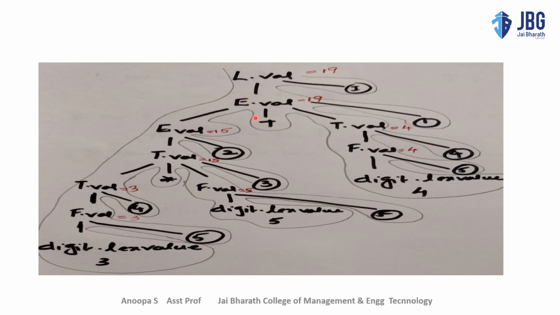Then again here I don't have any semantic action, so moving down I got here semantic action 5, so substituting 4, evaluating, finally 15 plus 4, 19, and semantic action Roman number 1, substituting L value as E value with this production, and I got 19. So this is the difference between top down and bottom up.